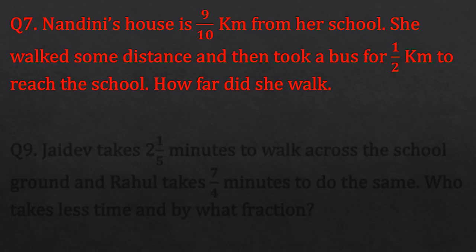How will we do it? We will subtract. The total is given; out of that total, some part she has covered by bus and the remaining by walking. So when we have to find the remaining, we will subtract. See the statement. The total distance from Nandini's house to school is 9 upon 10 kilometer. Distance covered by bus is 1 upon 2 kilometer. Distance covered by walking is 9 upon 10 kilometer minus 1 upon 2 kilometer.